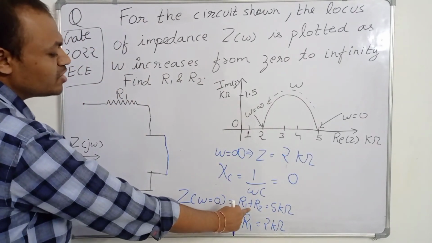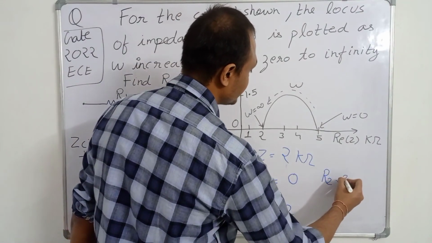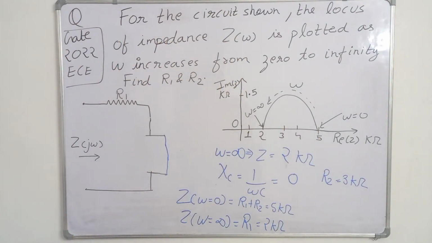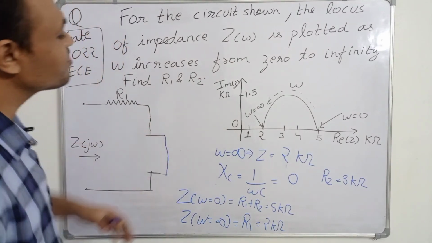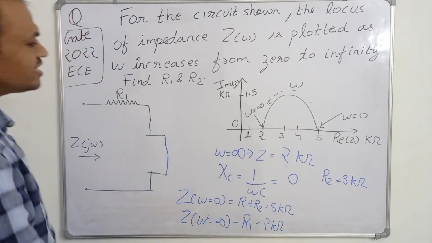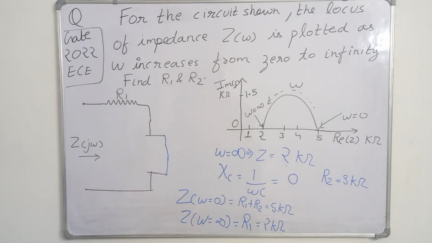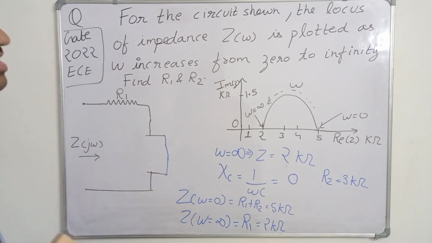If you substitute the value of R1 here, then R2 will be equal to 3 kilo ohm. So this is how we find the values of resistance R1 and R2. In this question the only concept was that at 0 frequency the capacitor will be replaced by an open circuit, and at high or infinite frequency the capacitor will be replaced by a short circuit, because the capacitor offers 0 reactance to high frequency and very high reactance to low frequency. So for low frequency we replace the capacitor by an open circuit.